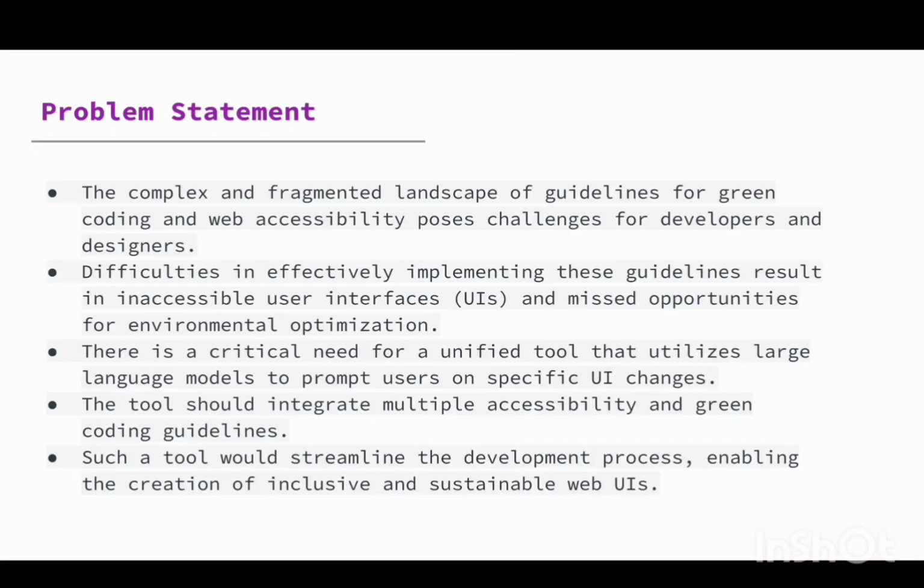Now, what exactly are we trying to solve? We have a complex, fragmented landscape wherein there are a lot of guidelines around green coding and accessibility coding and whatnot that it's difficult for the developers and designers to choose from. Now, what if we had a central tool which would suggest how to go about things as a one-stop solution? And that is our problem statement.